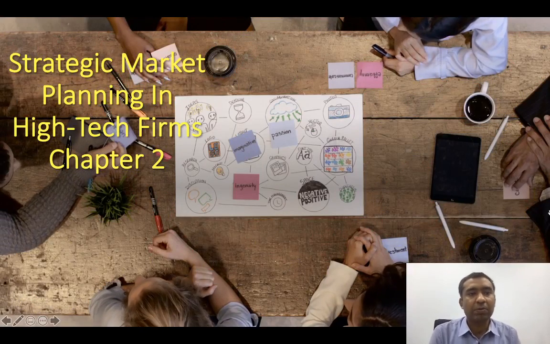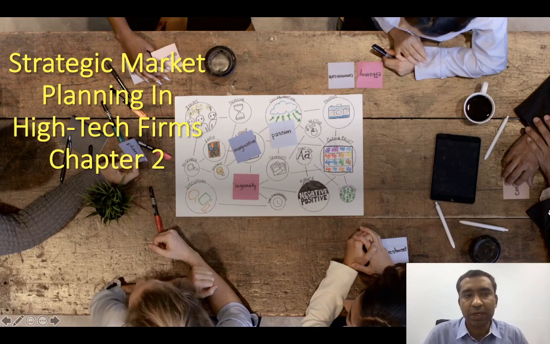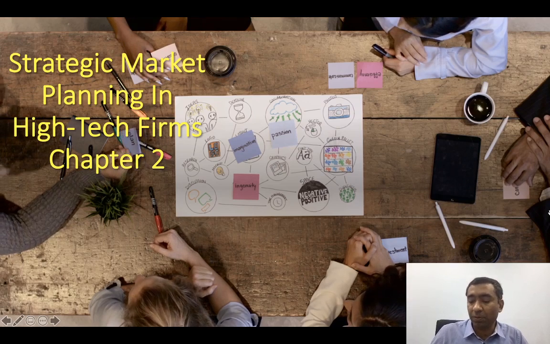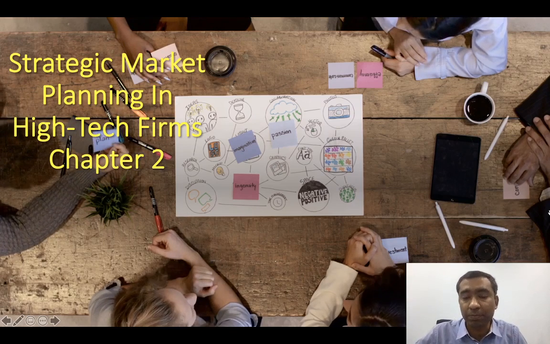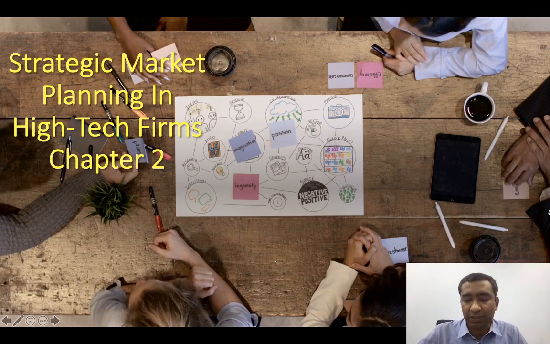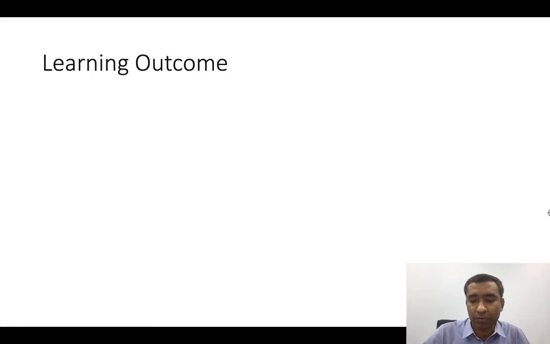So today we are going to learn about strategic market planning in high-tech firms. This is chapter number 2, lecture number 2 of market technology intelligence. Okay, so let's try to understand what the learning outcome for today is.